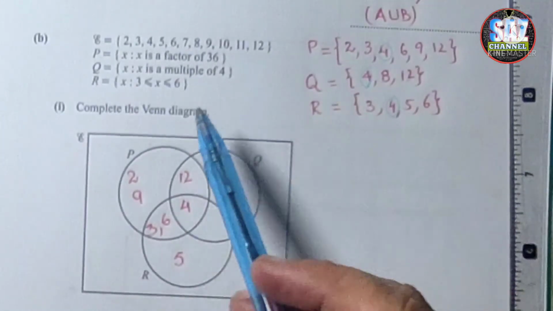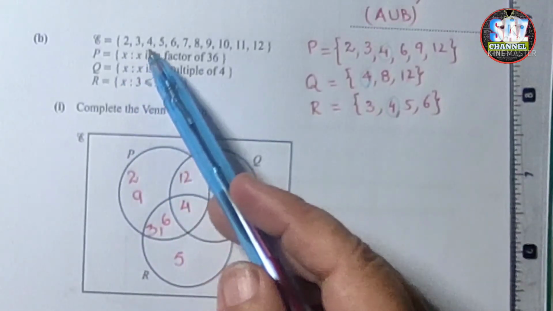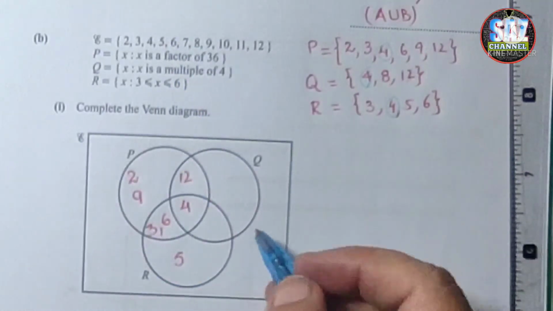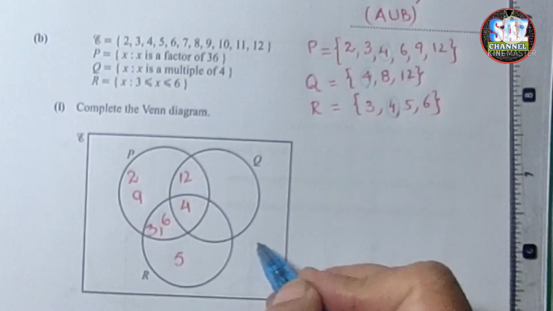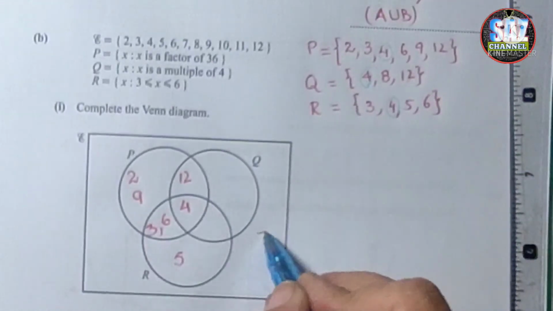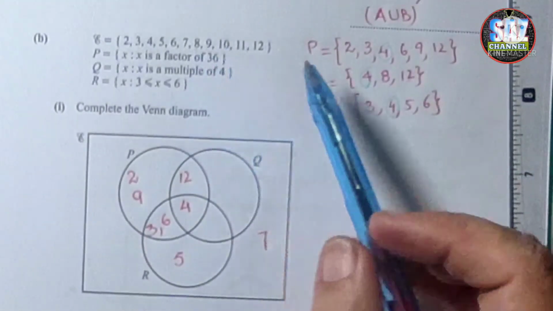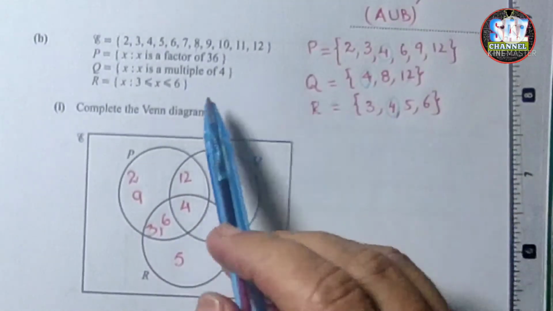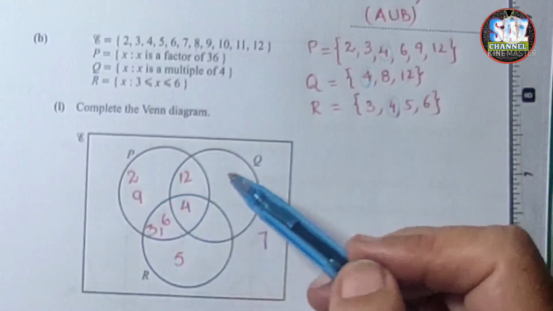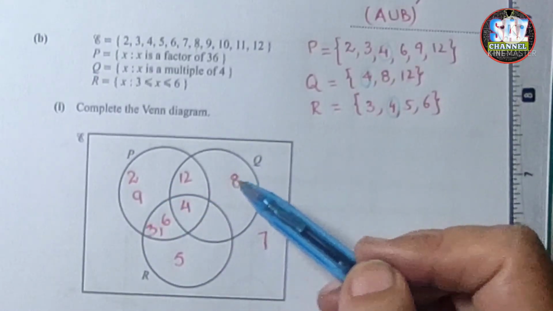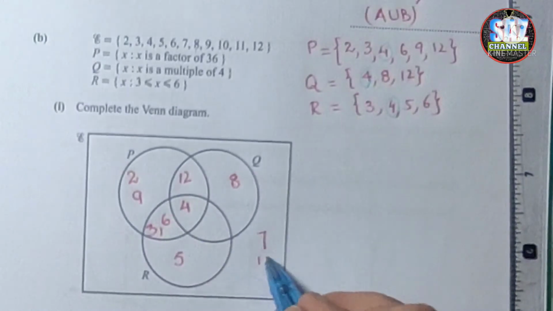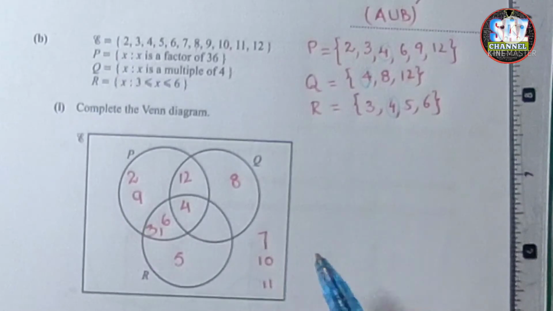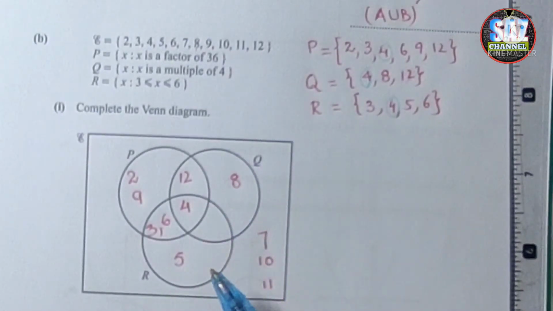Now let's see the universal set once again. 2 is done, 3 is done, 4 is done, 5 is done, 6 is done, 7 is not coming in any set. I'm left with 7 and 8. 8 is in set Q, so I'll write it over here. 9 is done somewhere. What about 10? 10 is not coming in any other set, so I have to write it in the universal. And then 11 again is not coming in any other set, and 12 I have accommodated already.